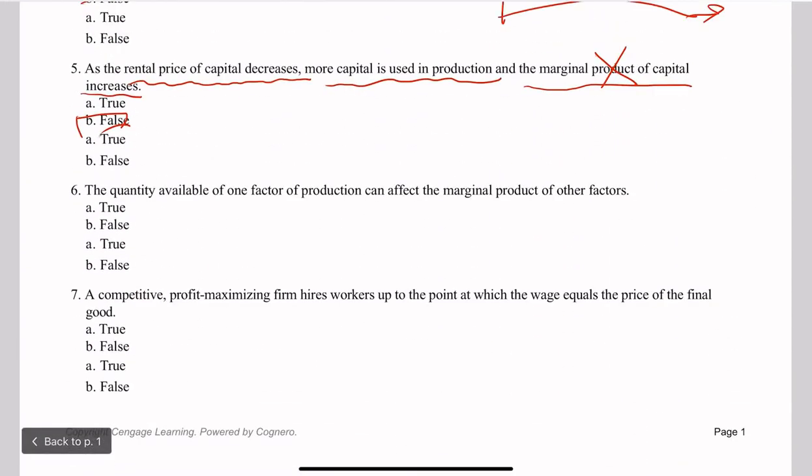Okay, now let's talk about the sixth problem. The quantity available of one factor of production can affect the marginal product of other factors. Well, this is right. Think about the example we discussed in the last class about the apple farm. We know that there are two factors of production, ladders and workers. If we have only a few ladders, then you can imagine that the productivity of those apple farmers will actually be quite low. In this case, you can see that yes, the quantity available of one factor of production will affect the marginal product of other factors.